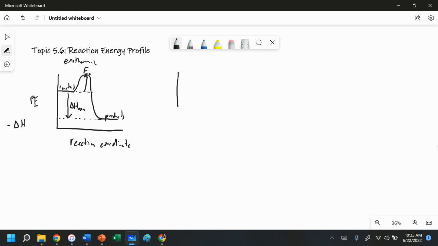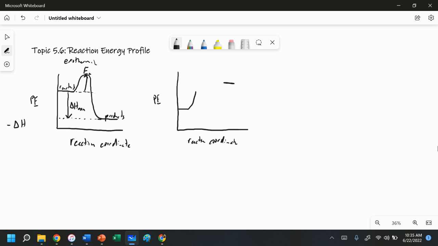What is this going to look like for an endothermic reaction? Well, we're going to have the exact same type of coordinate where we're going to have the potential energy on the y-axis. We're going to have the reaction coordinate on the x-axis. And this time, the reactants are going to have lower energy than our products. And so our products are going to end up being somewhere up here relative to our reactants.